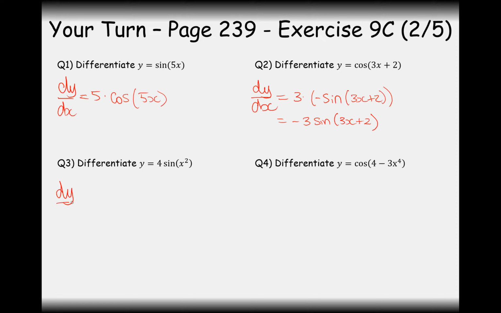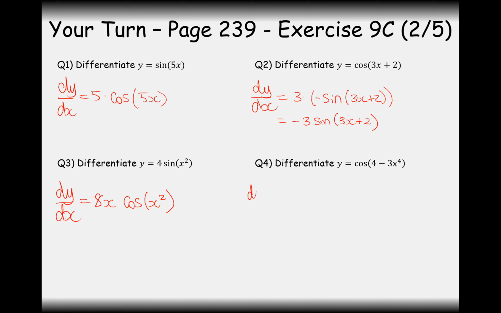Third question, differentiate the inside first. We're going to get 2x, but we've already got 4 at the front, so that's going to be 8x. And then differentiate the outside function, so you're going to get cos of x squared.